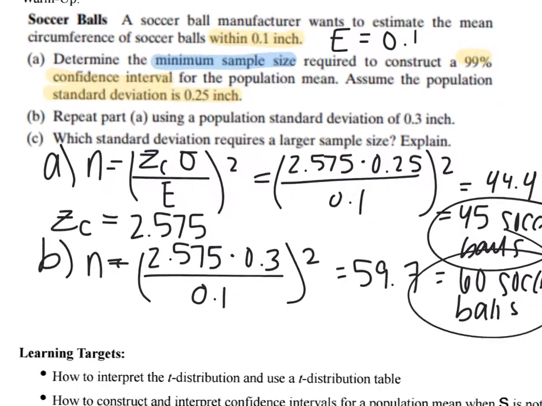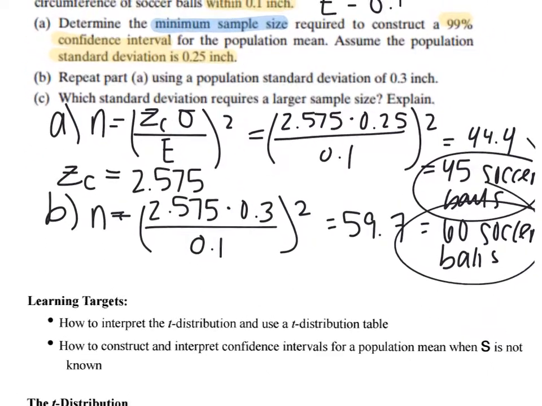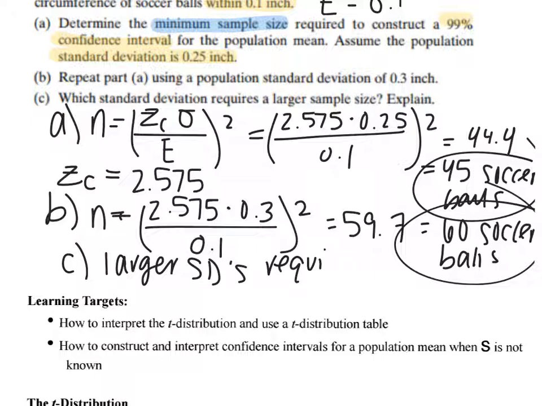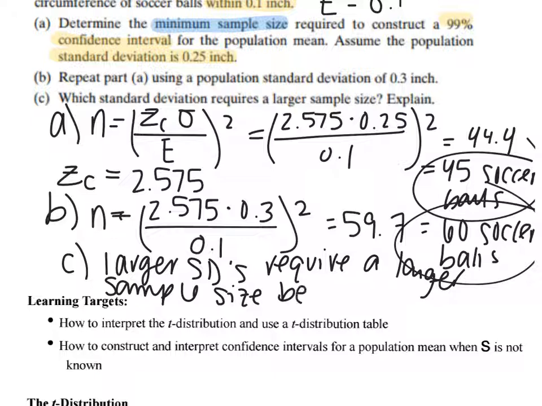Okay, let me just move this up a little bit. Now it's asking us which standard deviation requires a larger sample size. And clearly the standard deviation in part B requires a larger sample size. So we're going to say that larger standard deviations require a larger sample size because the data is more spread out.